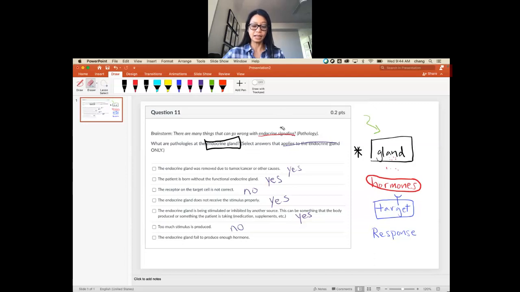The endocrine gland fails to produce hormone, which means this is not happening, and this is not happening, and now the hormone is low or none. The problem started with the endocrine gland and now it's affecting the hormones, so that is a problem of the endocrine gland. Now that you're done, you can check yes, yes, no, yes, and yes. That will be the correct answer for question 11.